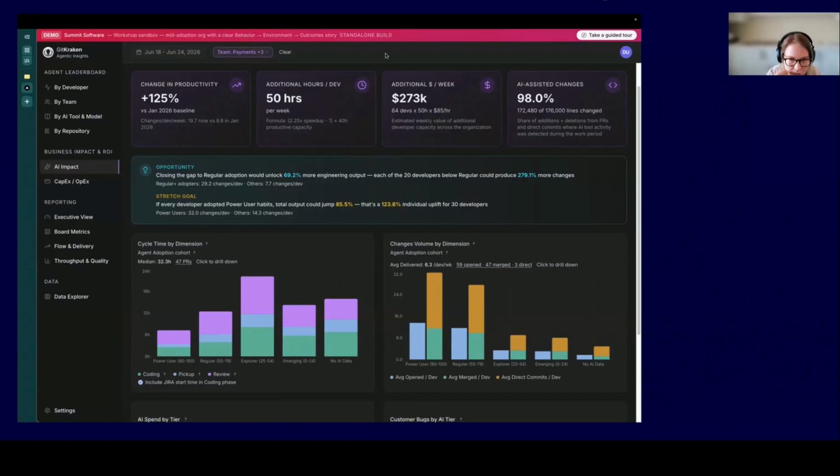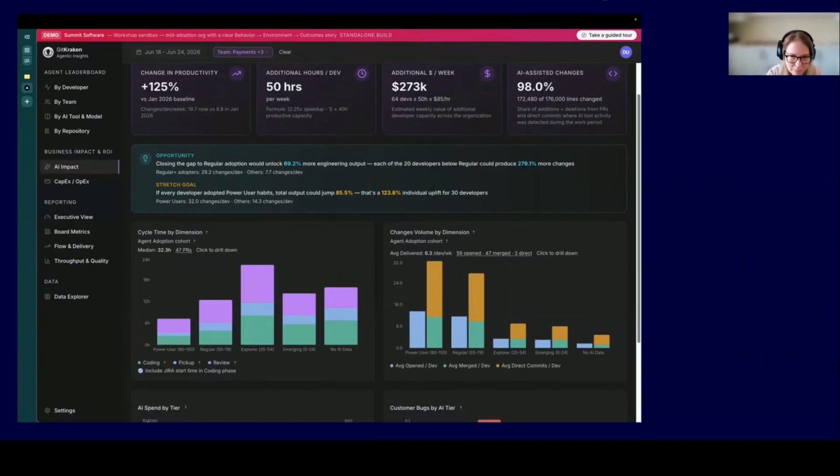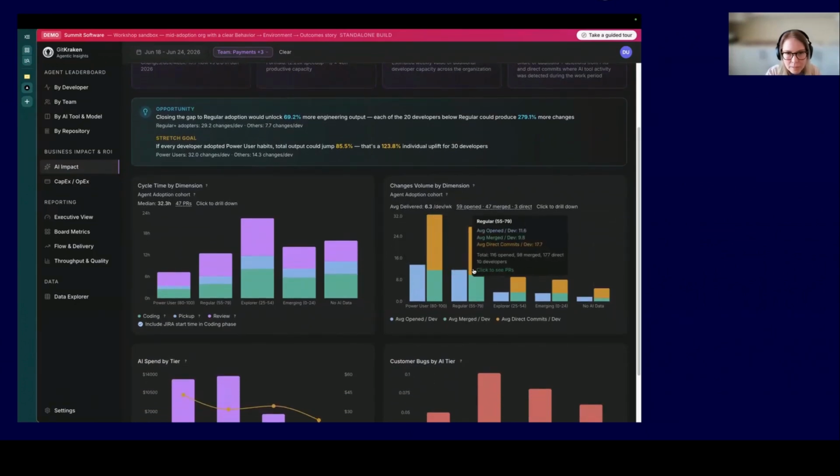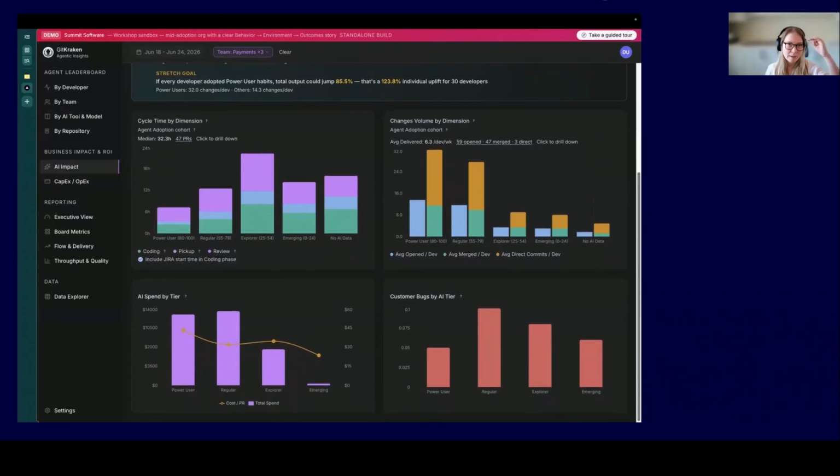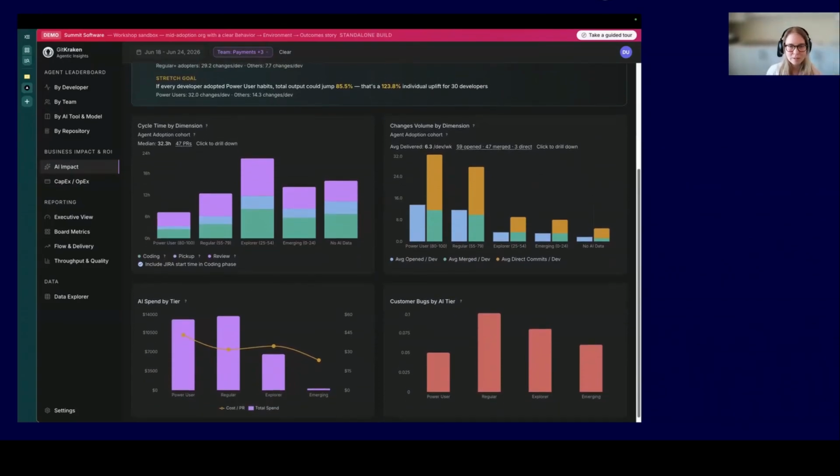So if you look at this changes volume by dimension chart, the idea is that we already have people who are exhibiting power user and regular user behavior. And if you repeat this similar kind of behavior and learnings to the explorers and emerging, then this is an additional 70% of the productivity that we could be onboarding. But this is also dynamic. Your power users and your regular users will keep learning and keep improving productivity as well. So there'll be a constant learning phase from your teams.